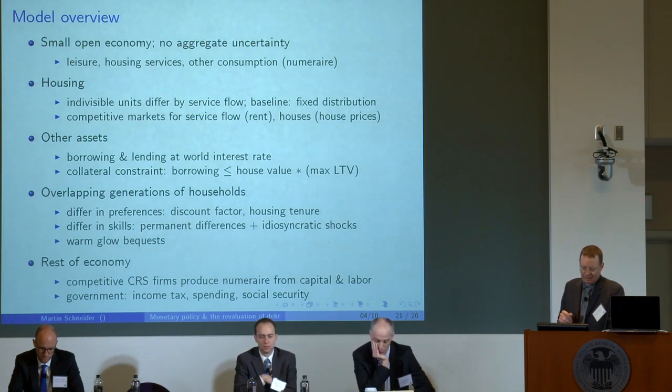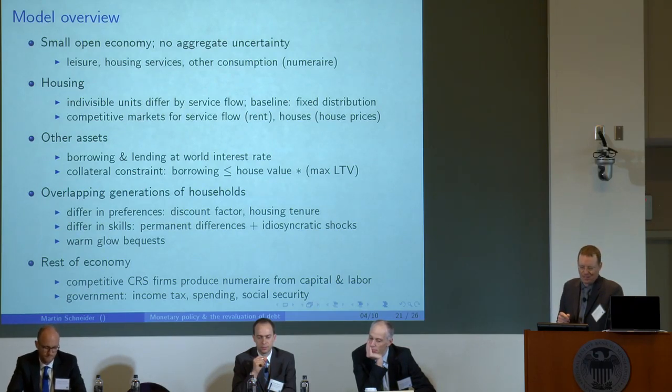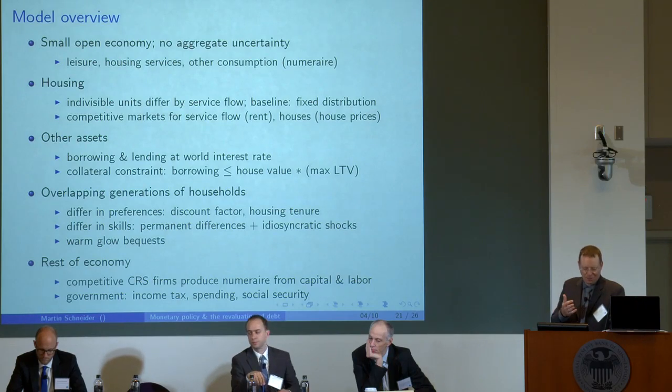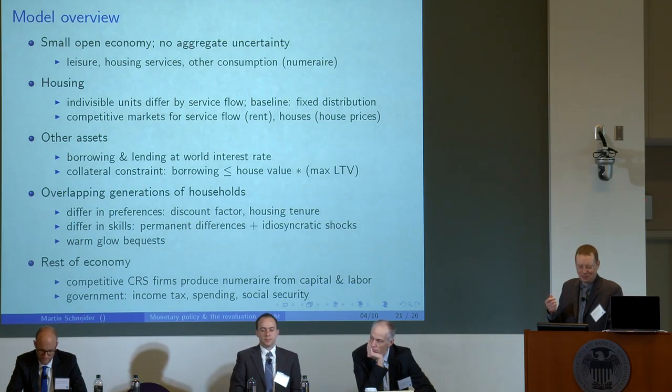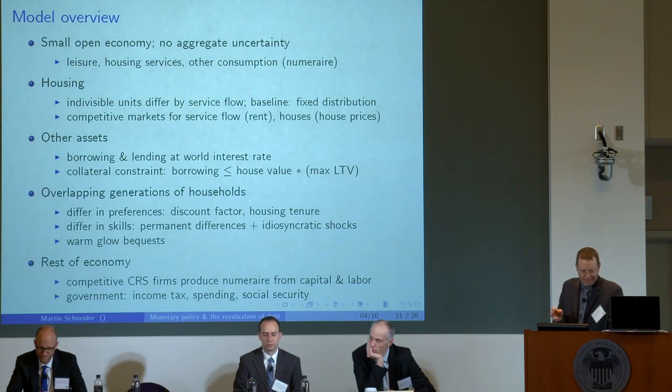There's no aggregate uncertainty. And households care about leisure, about housing services, and about other consumption, which is the numeraire. The housing comes in indivisible units that differ by the service flow they provide. And the baseline is that there's a fixed distribution of housing units. So that would be the case where everything has been parceled and that's fixed. We also study the case with construction. In any case, there are going to be competitive markets for both service flows, so rent, and houses, or house prices. And then all other assets are lumped together into borrowing and lending at the world interest rate.